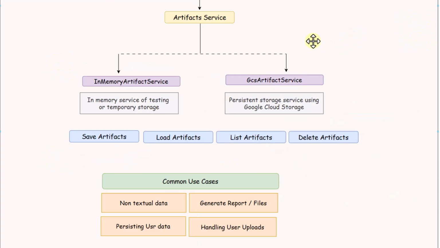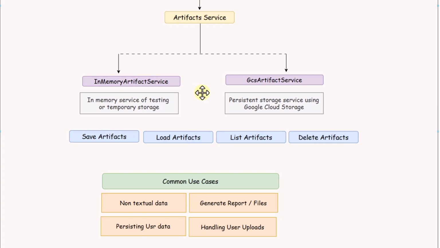Now, how do we enable artifacts in Google ADK? There are basically two kinds of services provided by Google ADK. One is the in-memory artifact service and the other is the GCS artifact service. The in-memory artifact service is helpful if you're looking for temporary storage or doing some kind of testing, because it will keep all these artifacts in memory only, for you to test out the functionality.